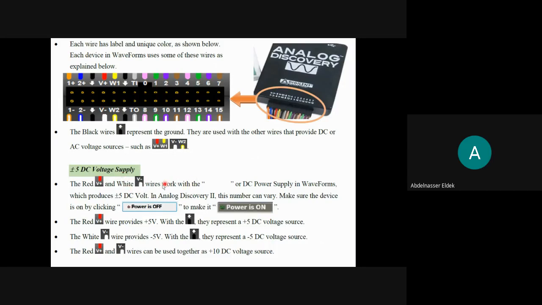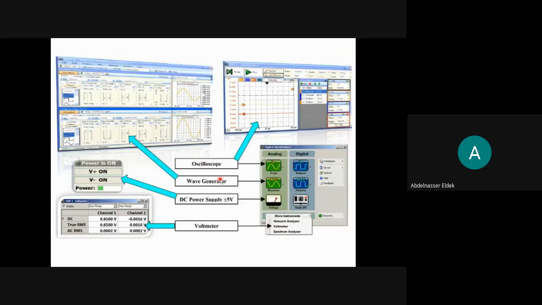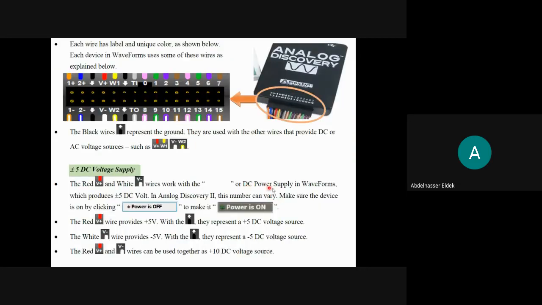And both of them are working with the voltage. It is supposed to be voltage here. I don't know why this is not showing up. So this is supposed to be voltage, which is this one here. Again, with this one, voltage, or DC power supply. So this one will produce positive and negative 5 volt.